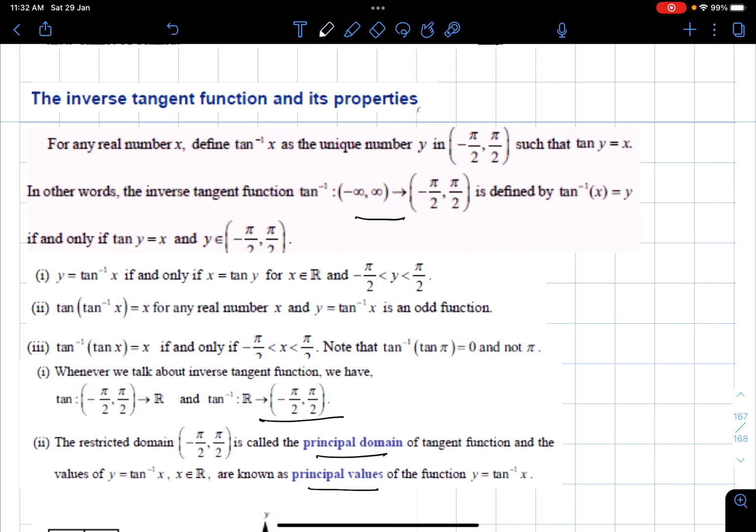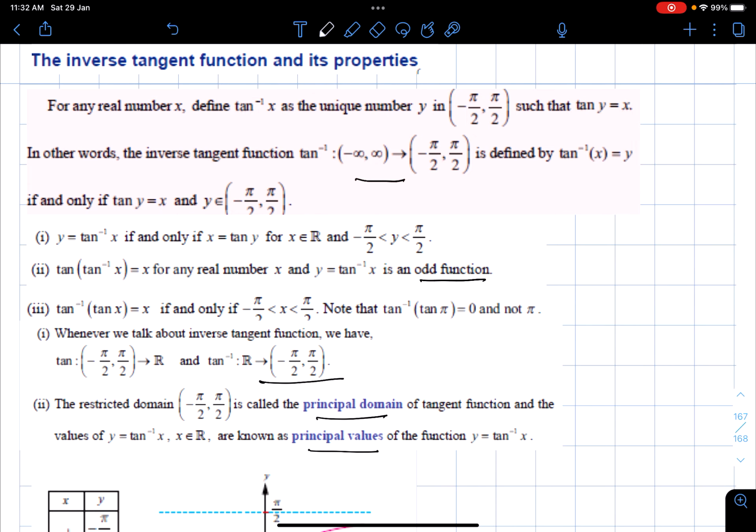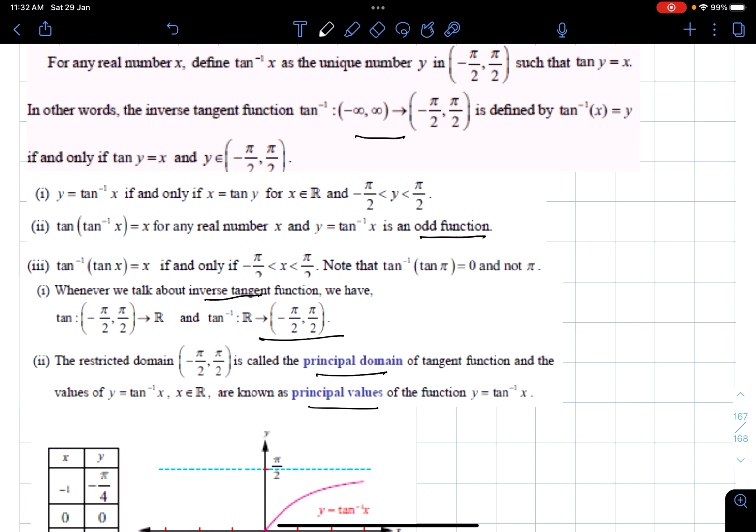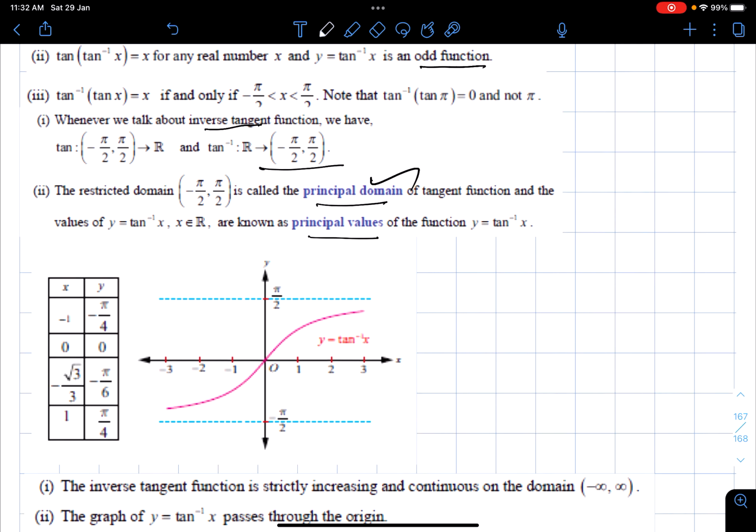This holds only if minus pi by 2 is less than y less than pi by 2, and for any real number x, tan inverse is an odd function. Remember this, and note that tan inverse of tan pi equals 0 and not pi. Whenever we talk about the inverse tangent function, tan is from minus pi by 2, pi by 2 to R, whereas tan inverse is from R to minus pi by 2, pi by 2. The restricted domain minus pi by 2 to pi by 2 is called the principal domain, and the values for x belonging to R are called the principal values of the function.